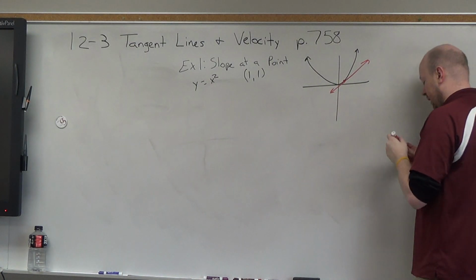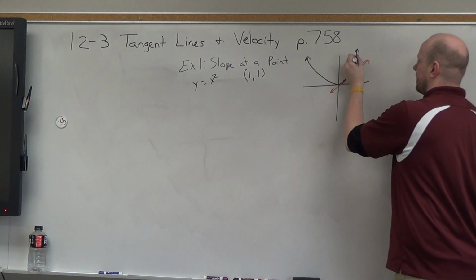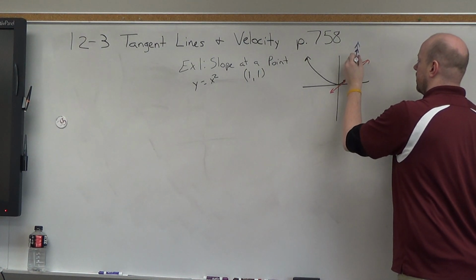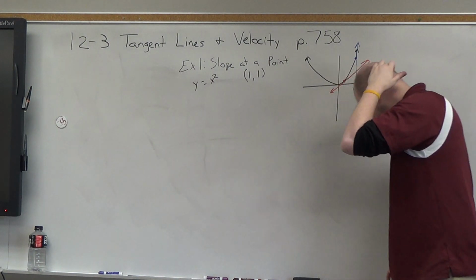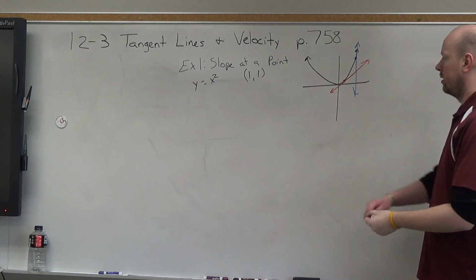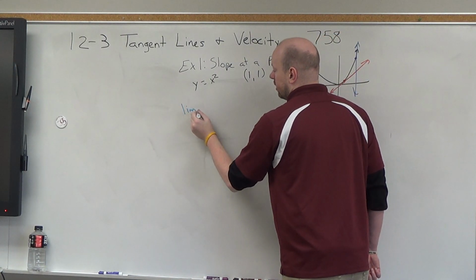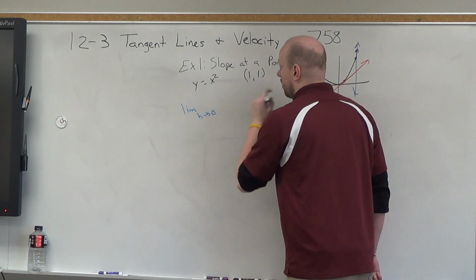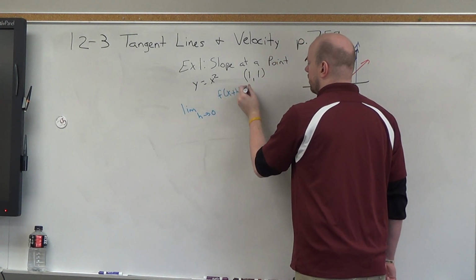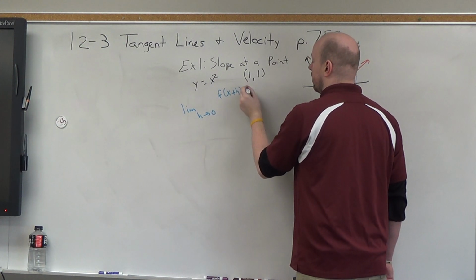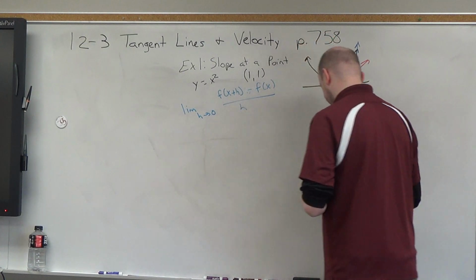Which obviously is going to be very, very different from the slope of, let's say, 4, 16, which, as we see, would be way more vertical. Okay. So we can just take our idea and plug those in. So I get the limit as h approaches 0 of f of x plus h minus f of x all over h.